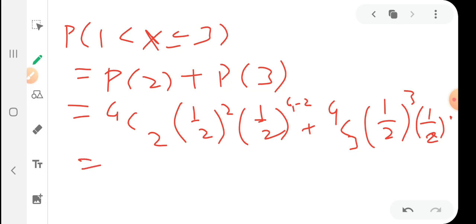Do it on calci directly and find your answer. Your answer is 0.625. Understood? So, understood the problem carefully? Good. Now let us turn towards the next problem.